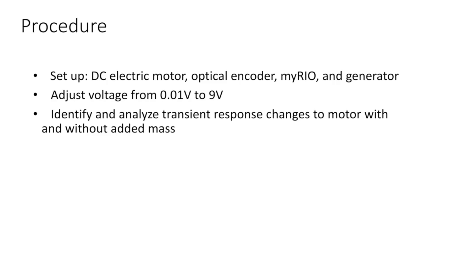Based on this setup, input voltages from 0.01 volts to 9 volts are applied to the DC motor setup and used to analyze the transient response of the angular velocity output. This response will be tested both without an added mass and with an added flywheel for analysis of inertia effects on Tm and Km. Nabil will now further explain the theory behind this experimentation.